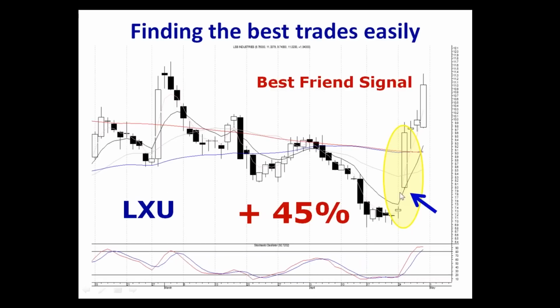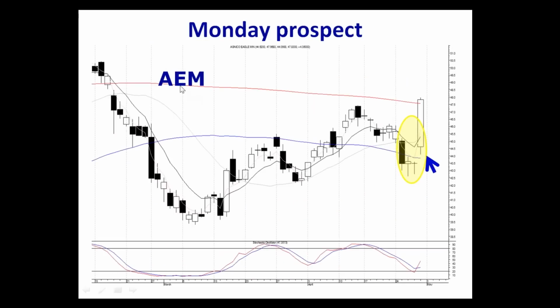There's your best friend signal. This one's up 45% over the last 4 trading days. Here's another one that just did a doji gap up on Friday. We're going to be looking to buy this one on positive trading on Monday.